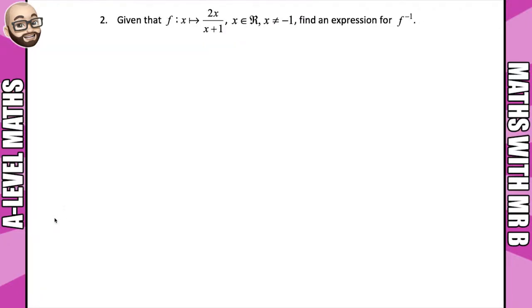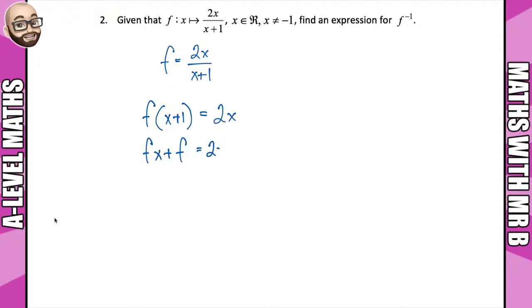Same idea here for question 2. We need to find an expression for the inverse. This is the other type of rearranging the subject where we have multiple x's on one side, and it's just a reminder about the factorizing step that we have to do. So if I was to write this as f equals 2x over x plus 1, we can multiply both sides by x plus 1. Let's multiply the brackets out.